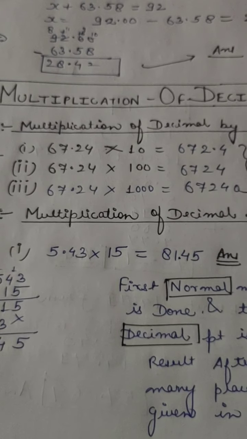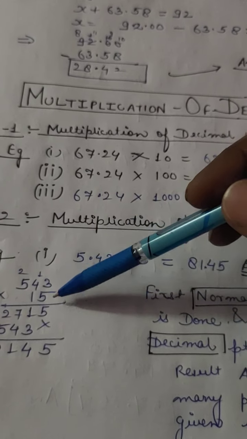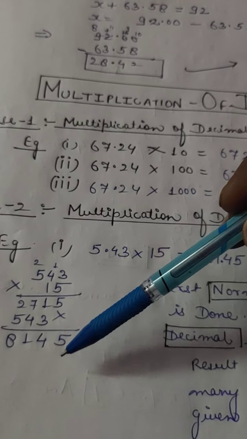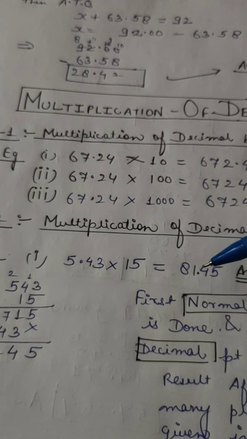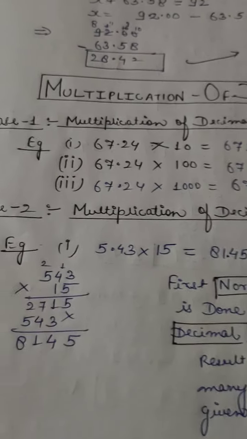So what I have done, first I have removed the decimal point of this number, multiplied by normal multiplication, and I get the answer. Then in the answer part, just put the decimal after two decimal places. This is the required answer.